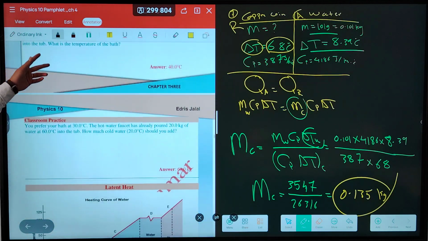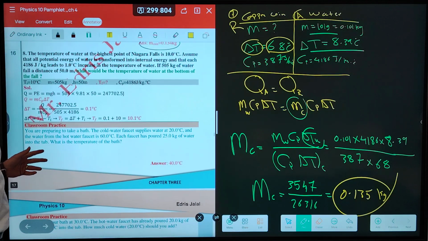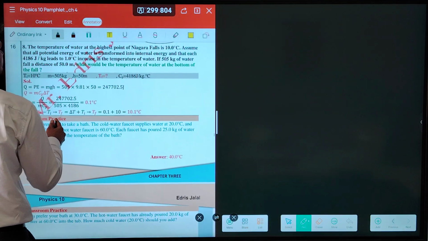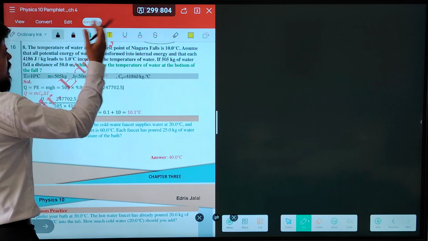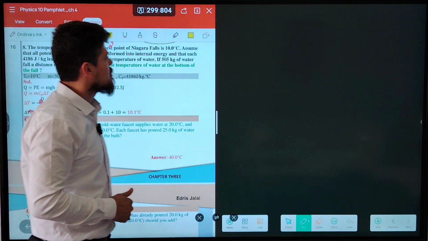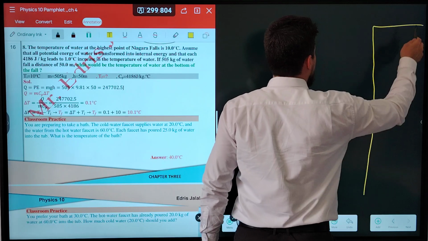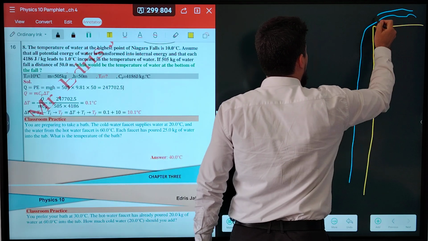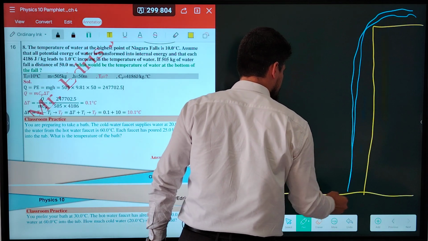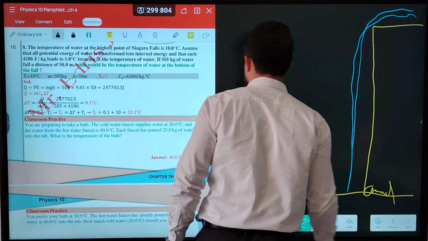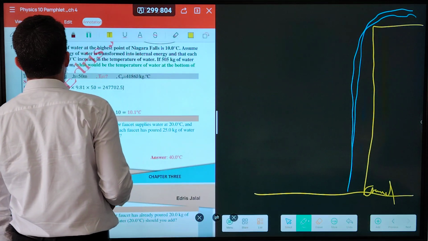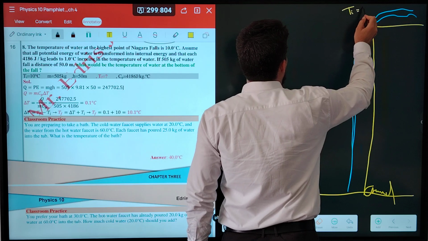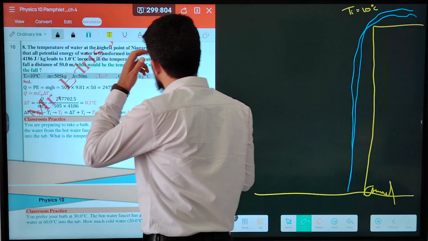The last question, guys, the last question in this topic in section 2. The temperature of water at the highest point of Niagara Falls is 10 Celsius. Assume that this is Niagara Falls, okay? And this is the ground. The temperature of the water at the highest point, T initial, is equal to what? 10 Celsius at the highest point of the Niagara Falls.